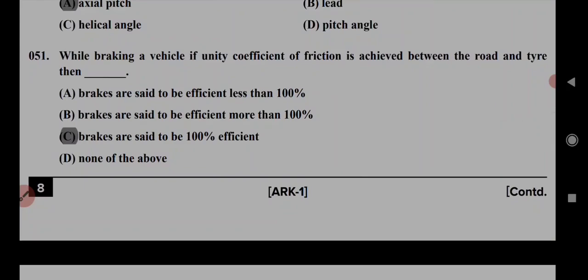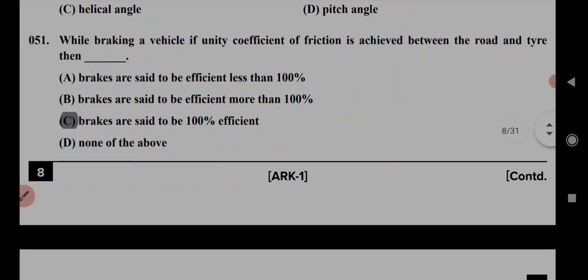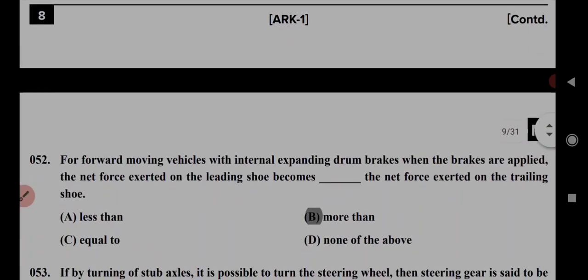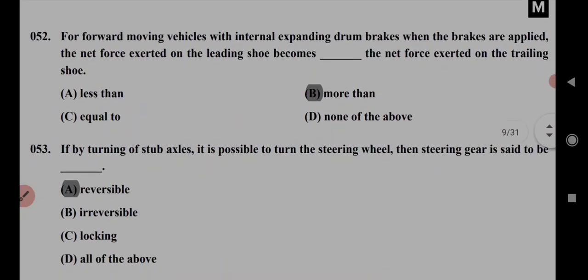51. While braking a vehicle, if unity coefficient of the friction is achieved between the road and the tire, then ... the option C also, brakes are said to be 100% efficient. 52. For the forward moving vehicles with internal expanding drum brakes, when the brakes are applied, the net force exerted on the leading shoe becomes ... the net force exerted on the trailing shoes. The option B is more than.